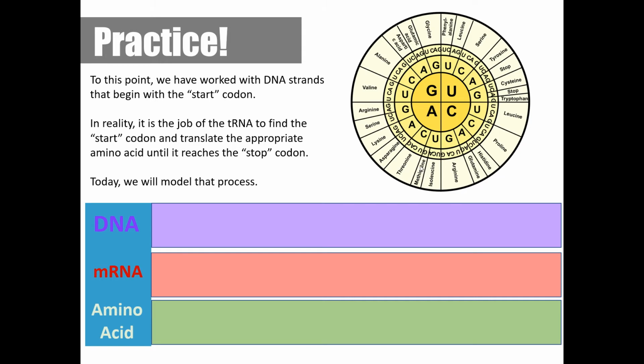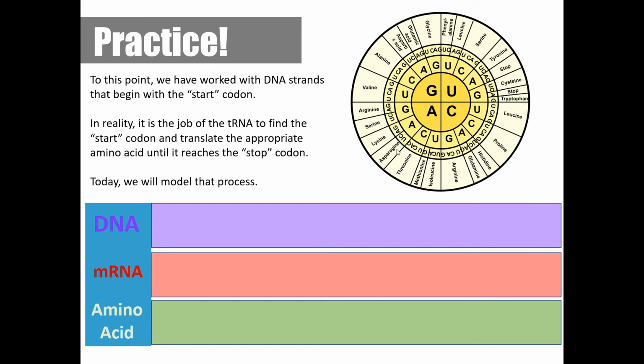Now you're also going to notice that there are stop codons as well. So if we have UGA, that's a stop codon. That's going to tell the tRNA when to stop reading. Then we have UAA, which is also a stop codon, and UAG, which is also a stop codon. So that's how the tRNA knows when to stop reading.